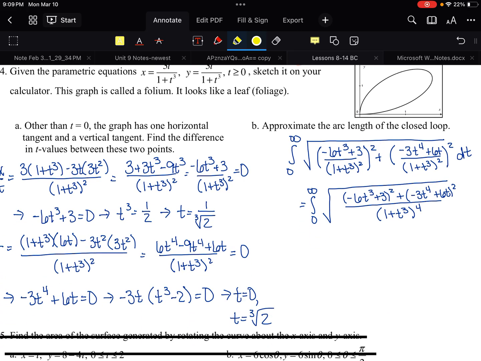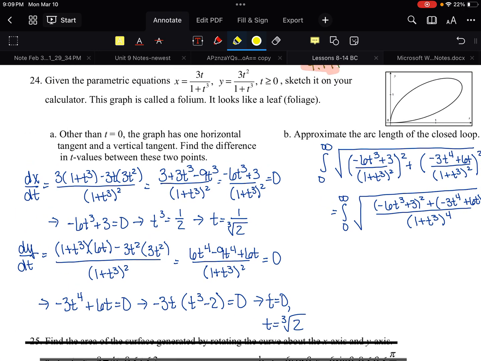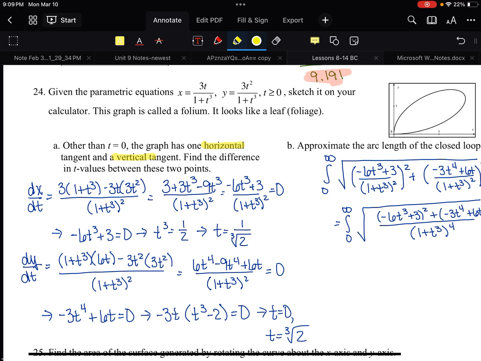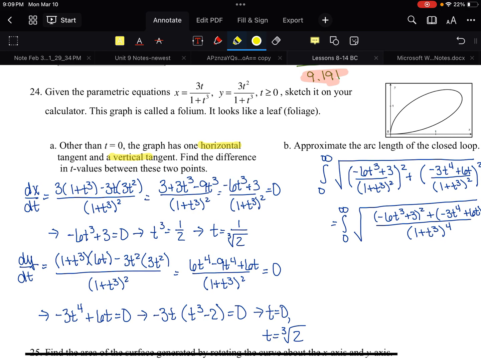These look like a mess, and they are a little bit, but it's mostly algebra and not calculus. Where is this horizontal and where is it vertical? Well, it's horizontal where the slope is 0, so it's horizontal where dy/dt is equal to 0. That becomes an algebra equation that's not too terrible.